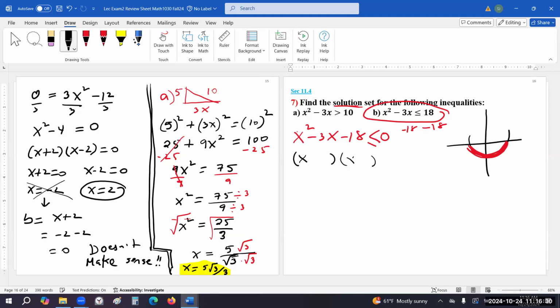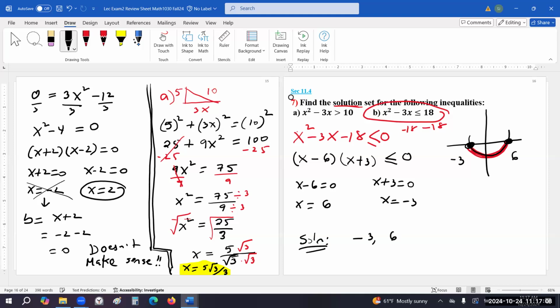What are the two numbers? When you multiply, you get 18. When you combine, you get 3. Minus 6 plus 3. So x minus 6, 0. X plus 3, 0. That gives us x is negative 3. So what is this number on the left? Negative 3. And that right number? 6. So we know our solution is from negative 3 to 6.